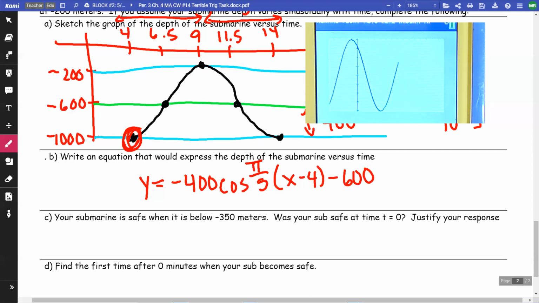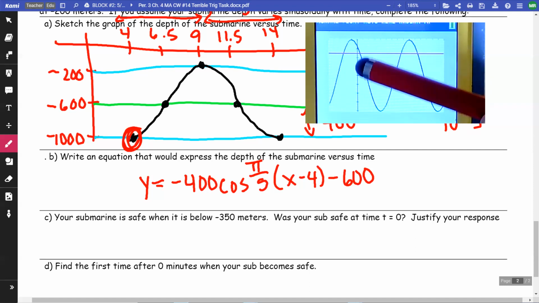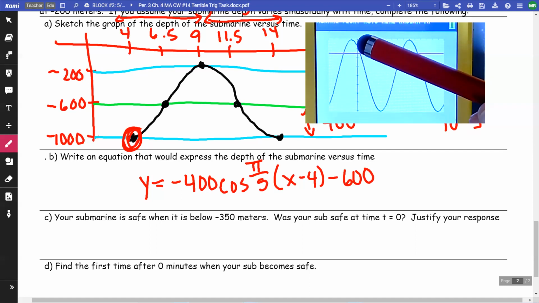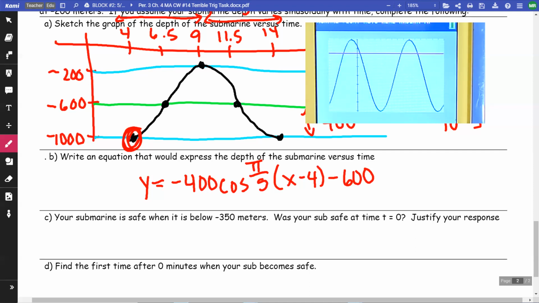And so we're seeing our graph here. I want to know, okay, that's negative 350. And so if I'm looking at this, it says when t is 0, was your sub safe? Was it below 350? Well, that's 350, and at 0, it was up here. So no, it was not safe.